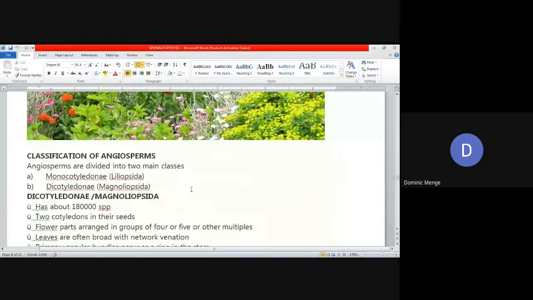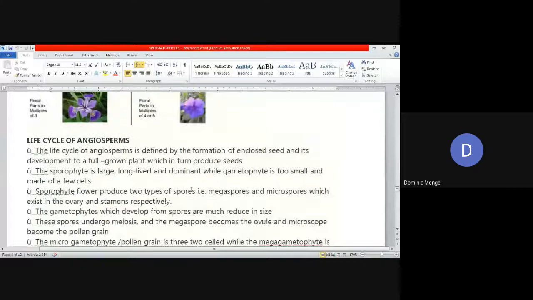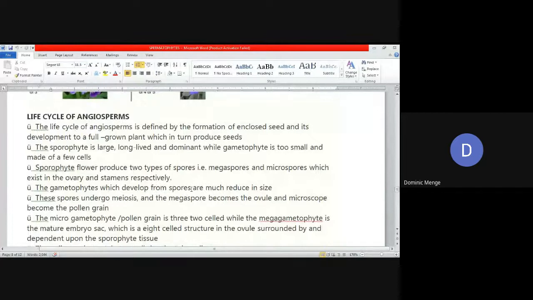And they're very important to us, either scientists or human beings, whichever profession you are in. So next time when we meet, we'll be talking about the life cycle of an angiosperm.